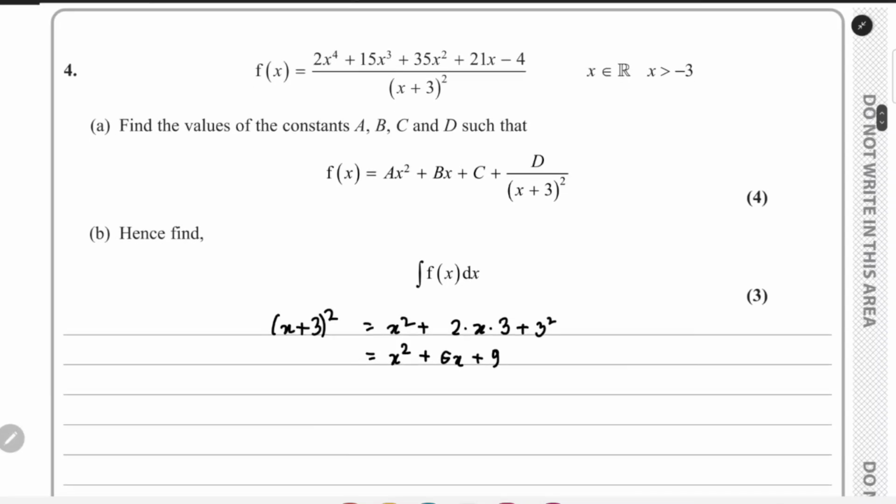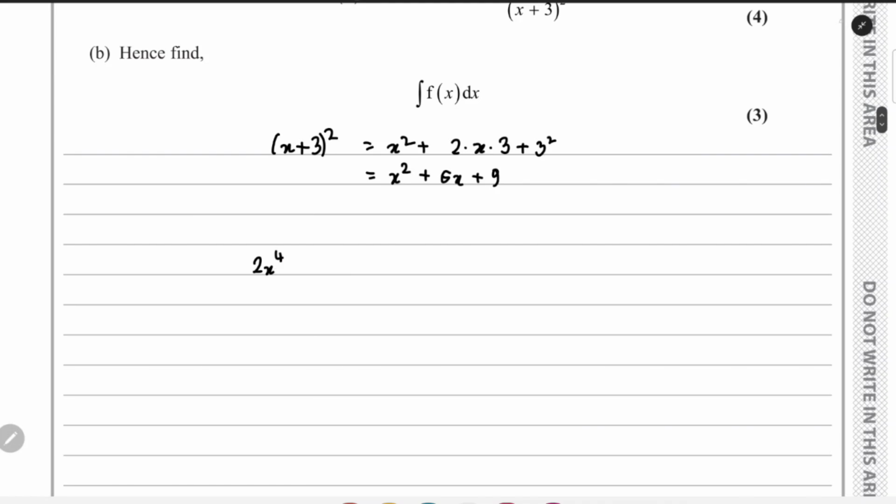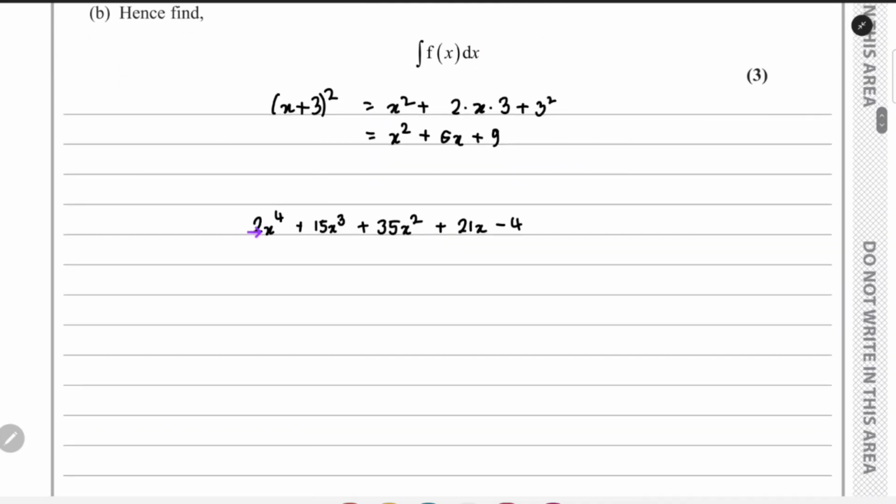So I'll divide f of x, which has 2x to the power 4 on top. So this function over here, 2x to the power 4 plus 15x cubed plus 35x squared plus 21x minus 4, I'll divide with x squared plus 6x plus 9. The first term we'll get on the top is 2x squared. So this will be 2x to the power 4 plus 6x cubed plus 12x cubed plus 18x squared.